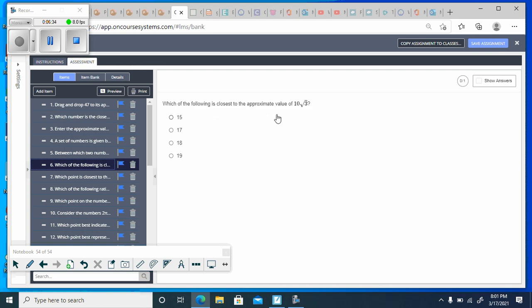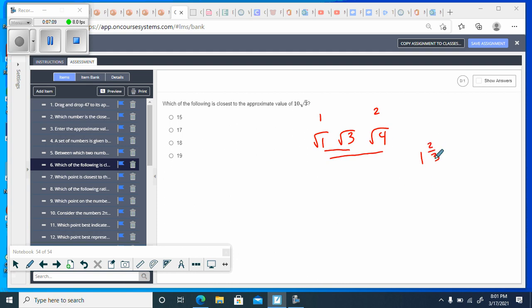Which of the following is closest to the approximate value of 10 times the square root of 3? Well, let's figure out the square root of 3. The approximate value for the square root of 3. Square root of 3 would be between the square root of 4, which is 2, and the square root of 1, which is 1. So it's 1 point something. All right, let's figure out 1 point what. All right. There's 2 between that. There's 3 there. So we're talking 1 2/3.